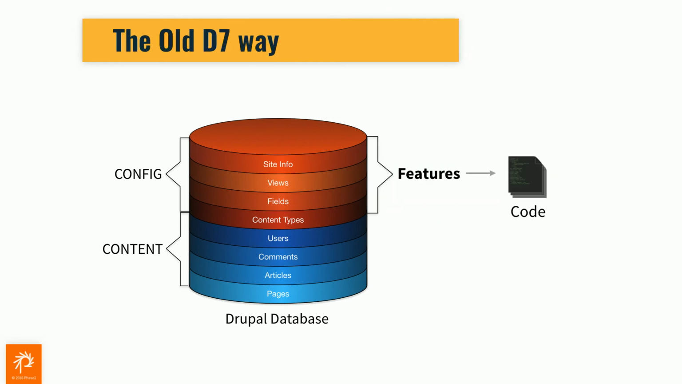In D7, the way we all did this was with features. We took the config and used the features module to export that config into code. Then we had these feature modules. They were just part of your code base. You would deploy them just like the rest of your code using Git. And everything was mostly okay. I mean, it was D7, so it had all of its problems, but it was kind of the only thing we had around, right?